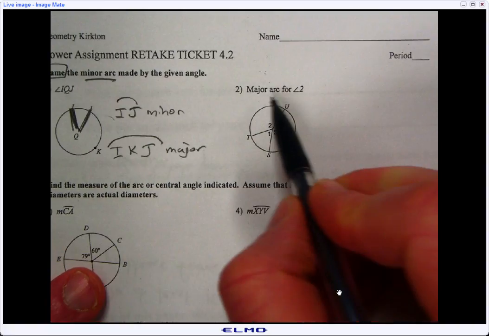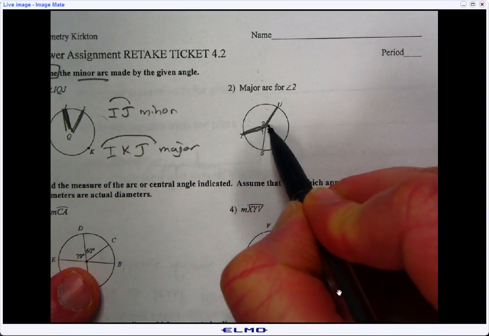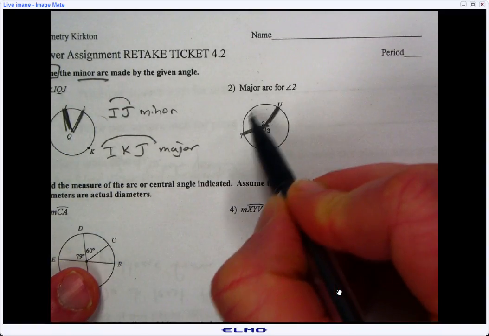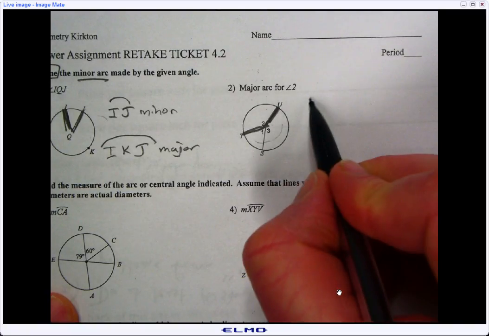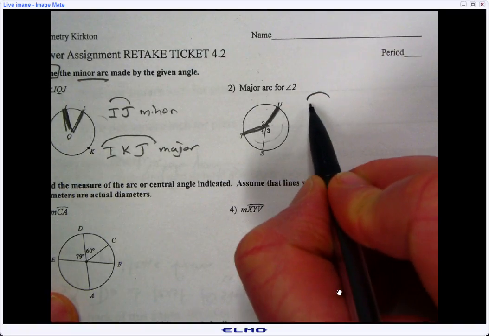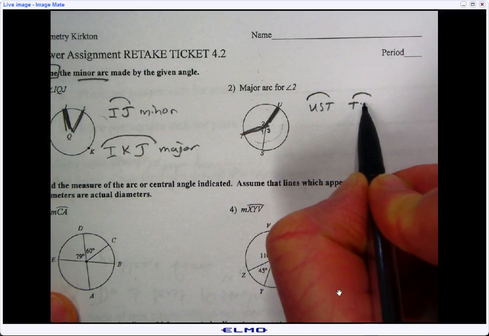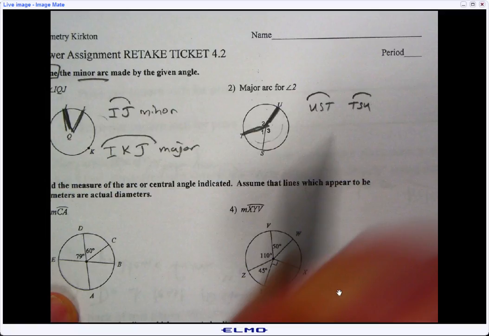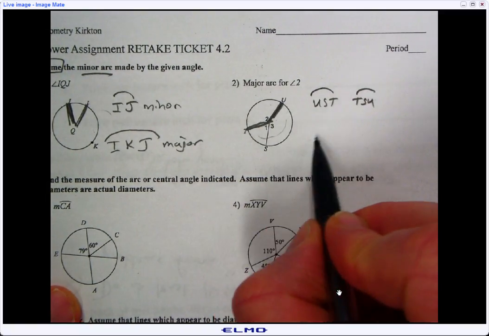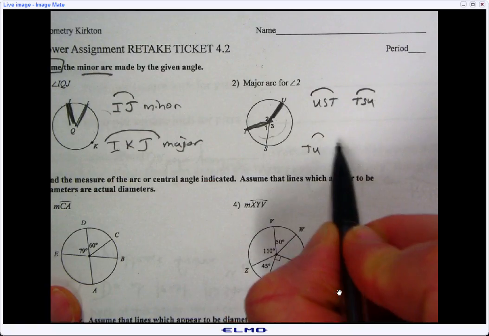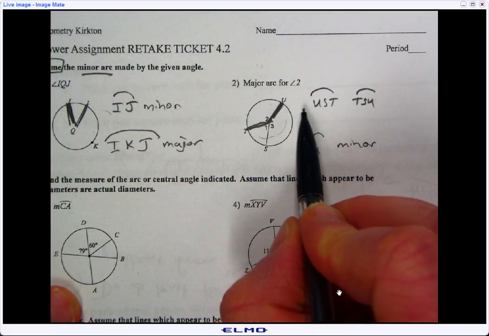Second one, name the major arc for angle 2. So there is angle 2. The major arc would be going the long way around, so either UST or TSU, the order doesn't matter of those two letters there. If it would have asked for a minor arc, it would have just been TU, but it asked for the major. Okay, the symbol is the arc, no little m for measurement.